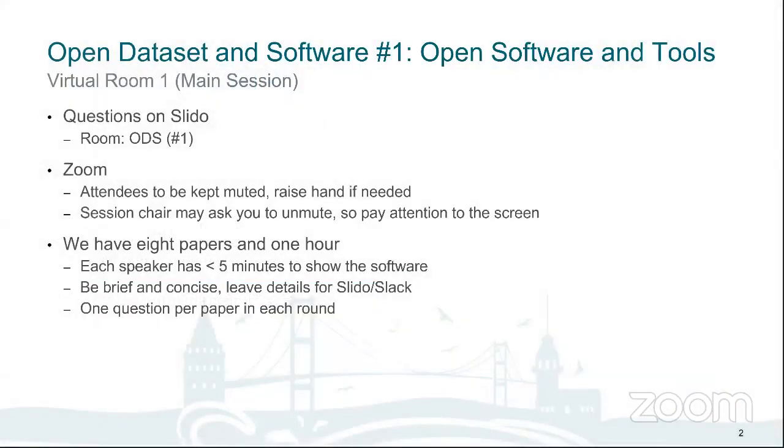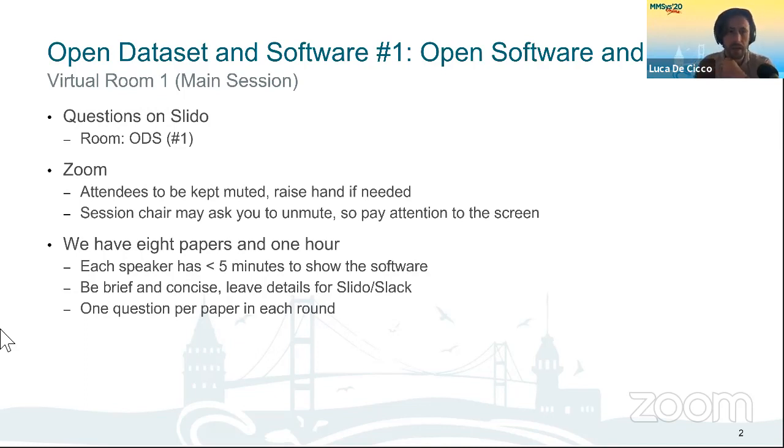As you know, just a quick reminder about how things will work. The questions will be asked on Slido. Just please select ODS number one and tag the paper. We will have eight papers and 1 hour for this session, and each paper has 5 minutes to show the software. So please be concise and leave the details for the Q&A session and for more offline discussions, you can use Slack. Then we can have at most one question per paper in each round.